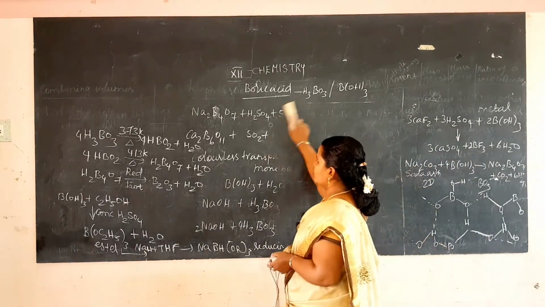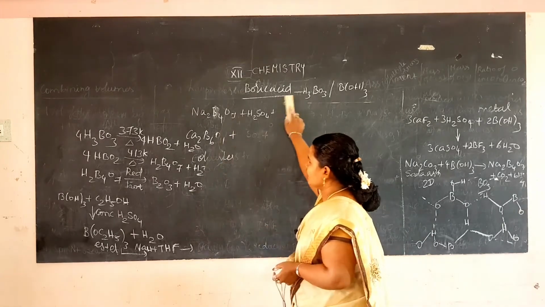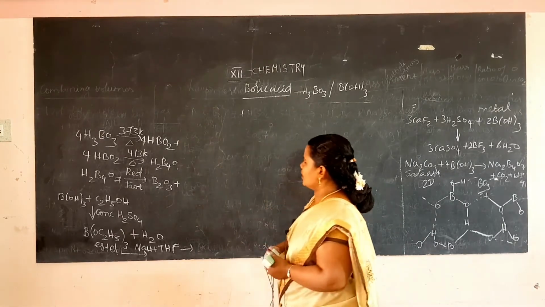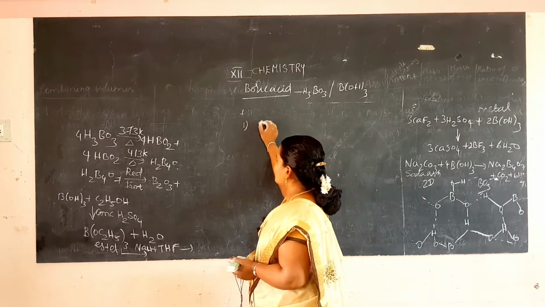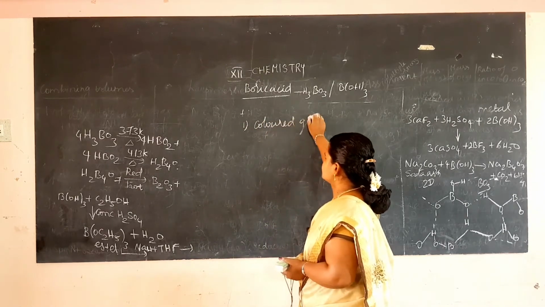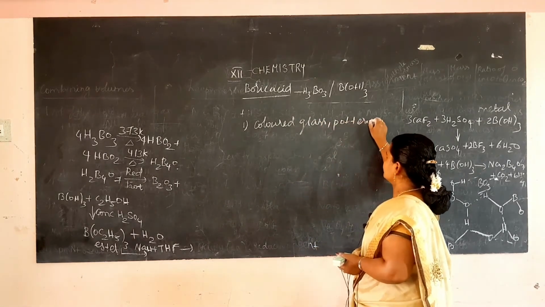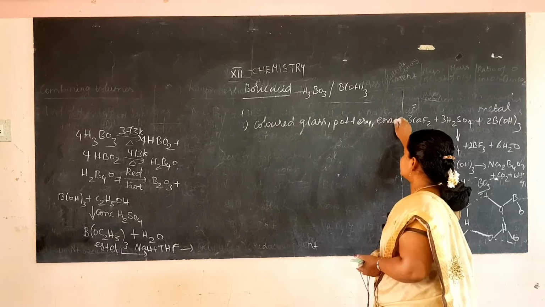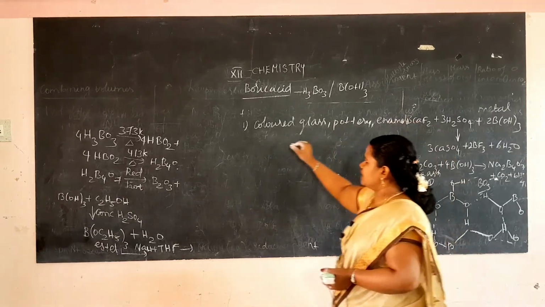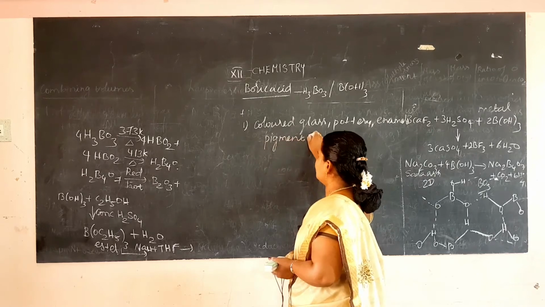What is the formula for boric acid? H3BO3, or B(OH)3. Now we'll see the uses of boric acid. It is used in the manufacture of colored glass, pottery, enamels, paints, pigments.